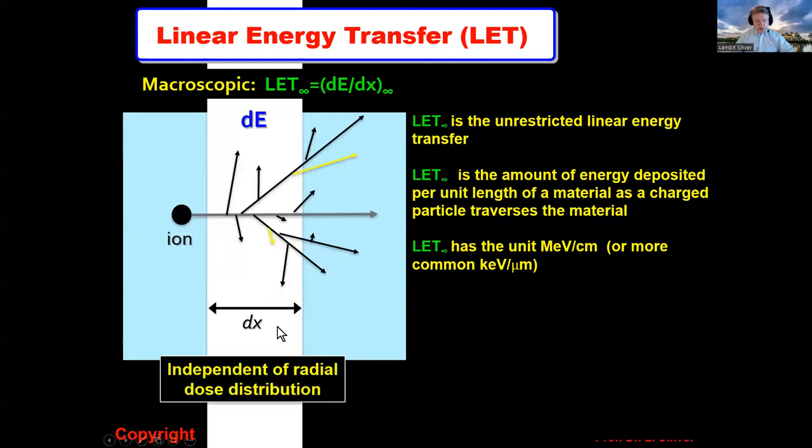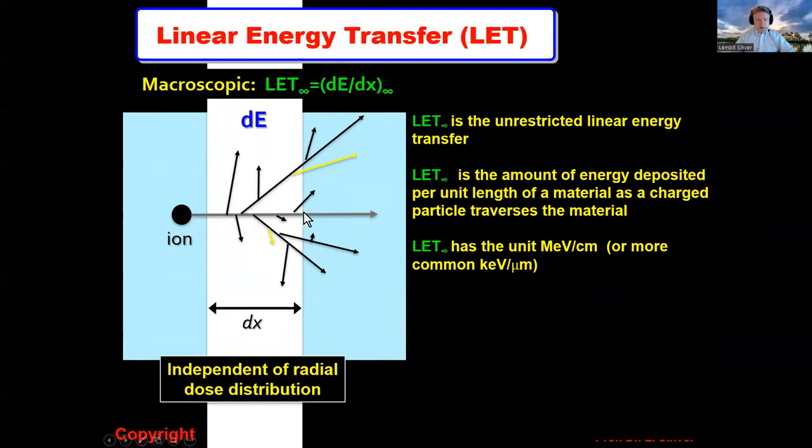The unrestricted LET is independent of radial dose distribution. That means it's only the energy transferred to the target material from point A to point B, independent of the radial distribution of the delta electrons, the secondary electrons. How far the delta electrons travel is kinematically correlated to the velocity of the particle.